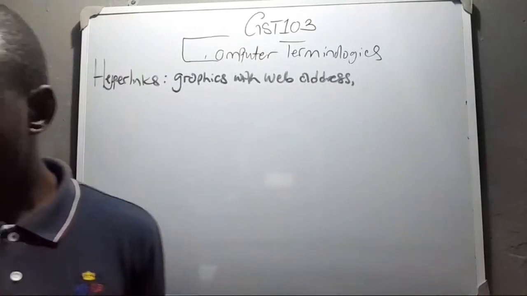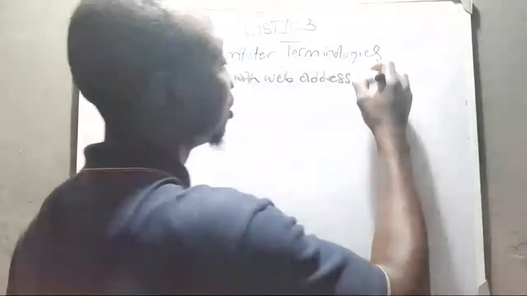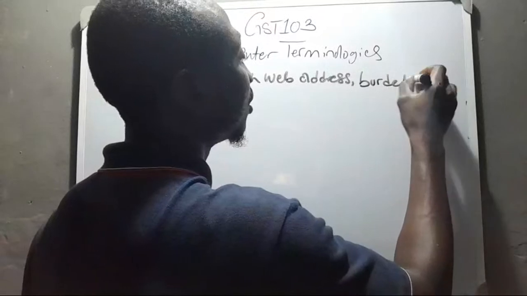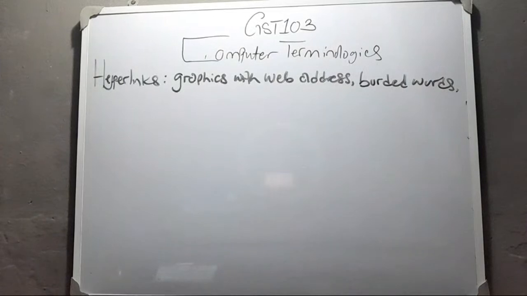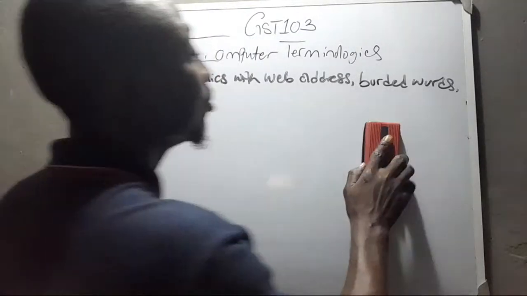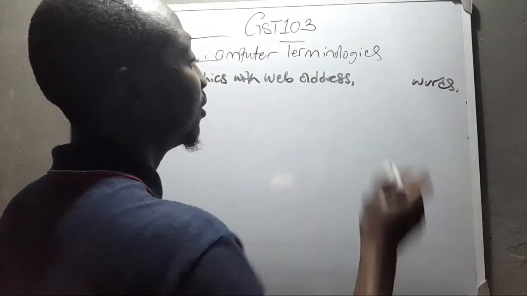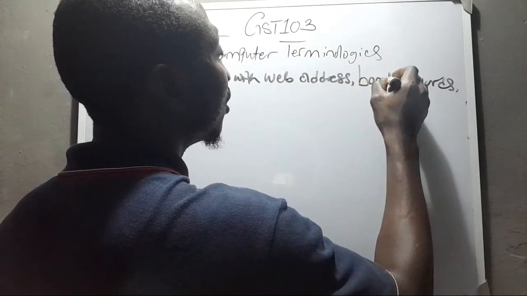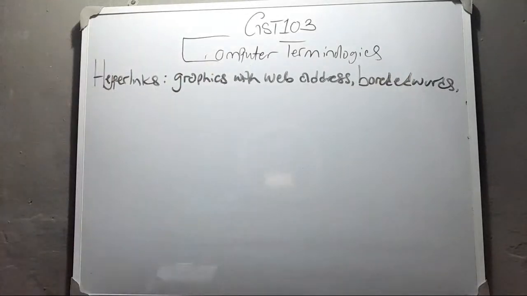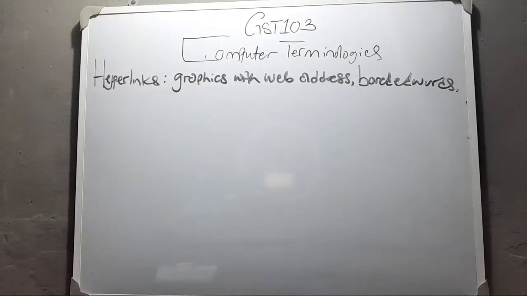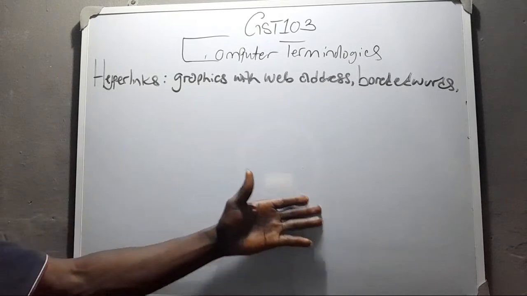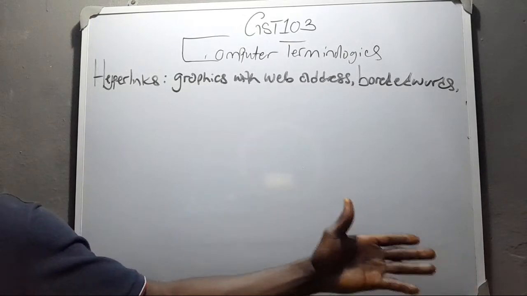So we have bordered words. Okay, I think it's bordered. Yeah, bordered words. All right. So we are good to go. That's what a hyperlink is. Responsive bordered words or graphics.